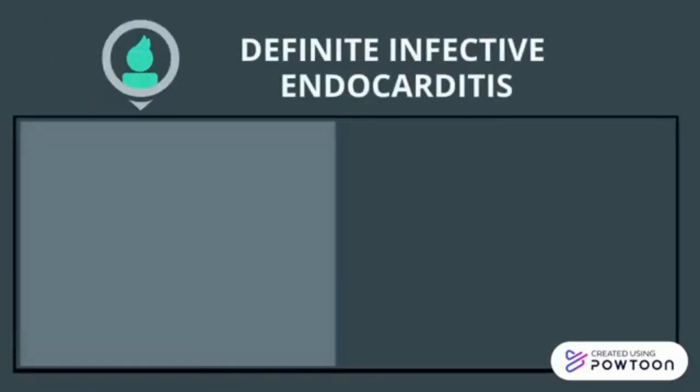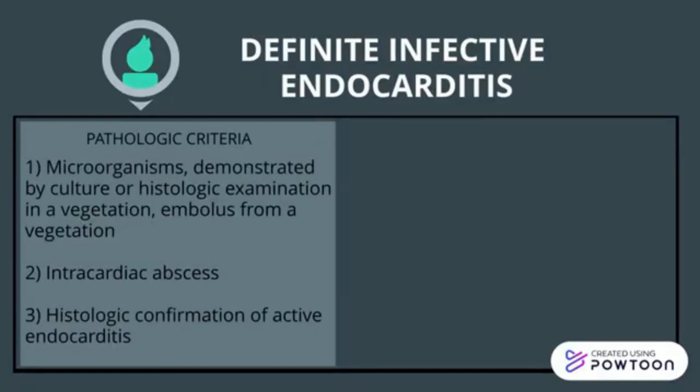For definite infective endocarditis, there are pathologic criteria and clinical criteria. Under pathologic criteria, there should be microorganisms demonstrated by culture or histologic examination, intracardiac access, and histologic confirmation of active endocarditis.